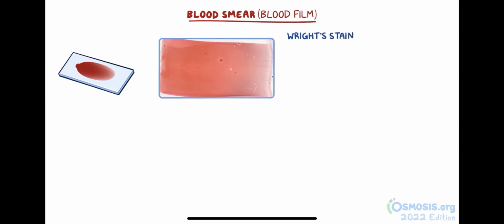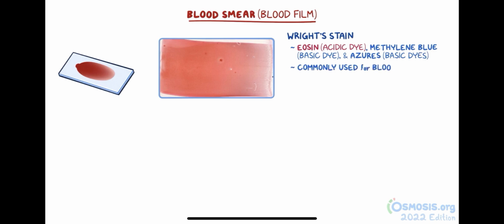This stain is a mixture of eosin, which is an acidic dye, methylene blue, which is a basic dye, and azures, which are also basic dyes. It's commonly used as a differentiating stain for blood smears, bone marrow, and blood parasites.